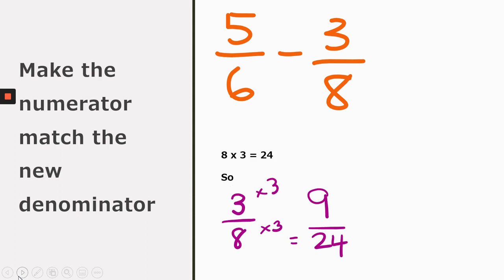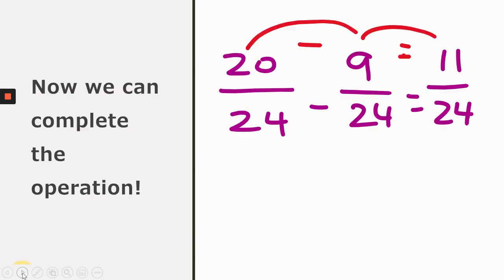Same thing with the denominator that was 8. Remember, this time it was only 3 8s to get to 24. So I'm going to multiply 8 by 3 to get to 24. And whatever you do to the bottom, you have to do to the top. So I'm multiplying 3 by 3 as well to get to 9. So 3 8ths is equivalent to 9 24ths.